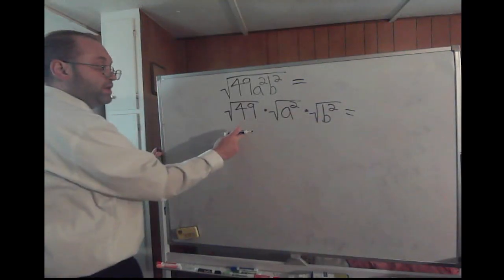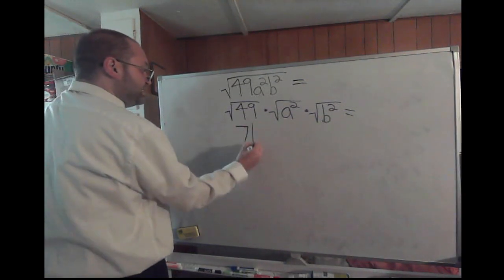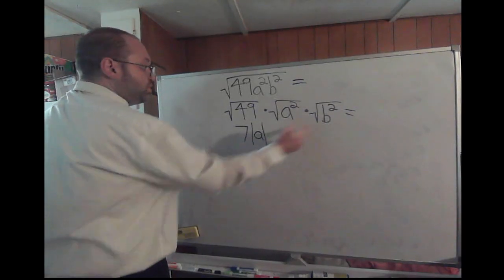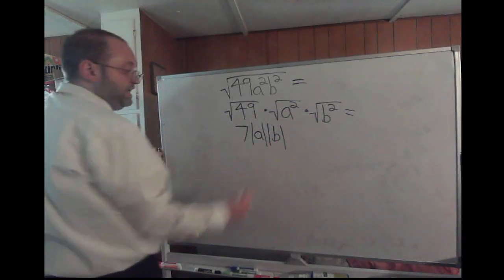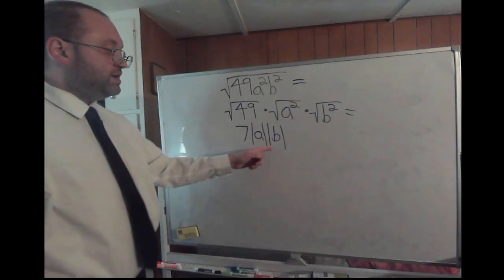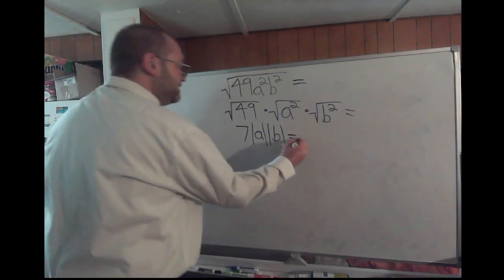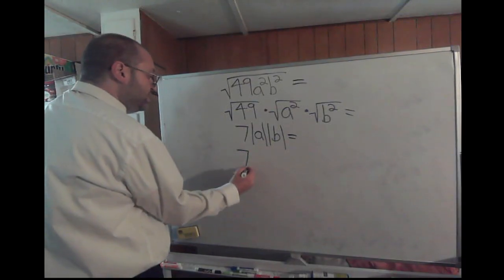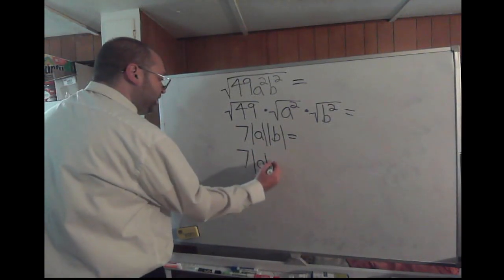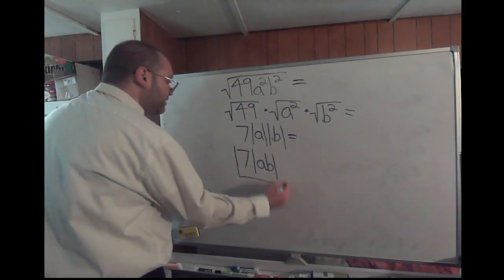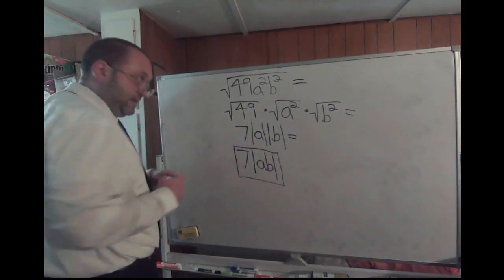Well, square root of 49, that's 7. Square root of a squared, that's the absolute value of a. Square root of b squared, that's the absolute value of b. Which again, when you have a product of two variables that are absolute values, you can combine those into one absolute value. You'll end up getting 7 times the absolute value of AB. And that would be your answer. You'll get 7 times the absolute value of AB.